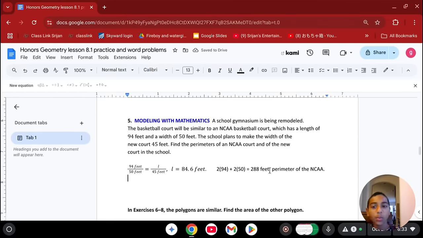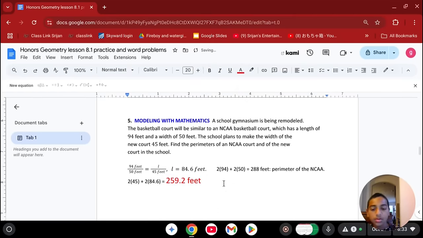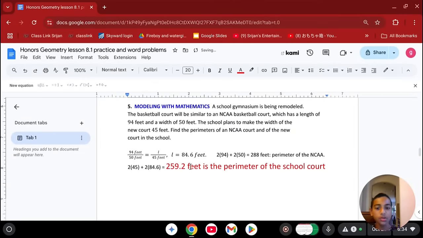Alright, now that we know that the width of the new court is 45 feet and the length of the court is 84.6 feet, we can do 2 times those two values, so 45 times 2 plus 84.6 times 2. We get 259.2 feet. So that means 259.2 feet is the perimeter of the new court they're building in the school.